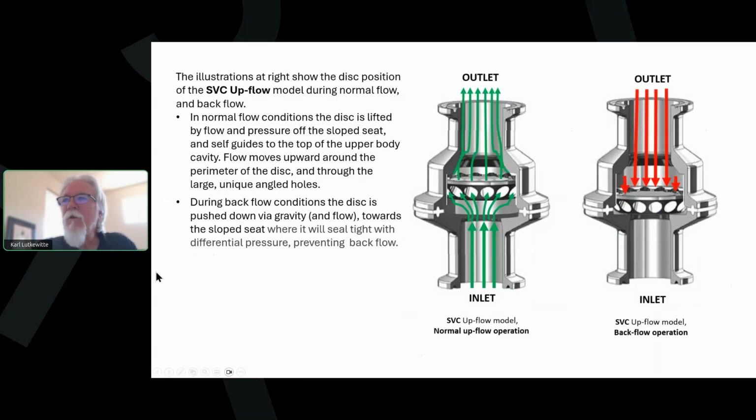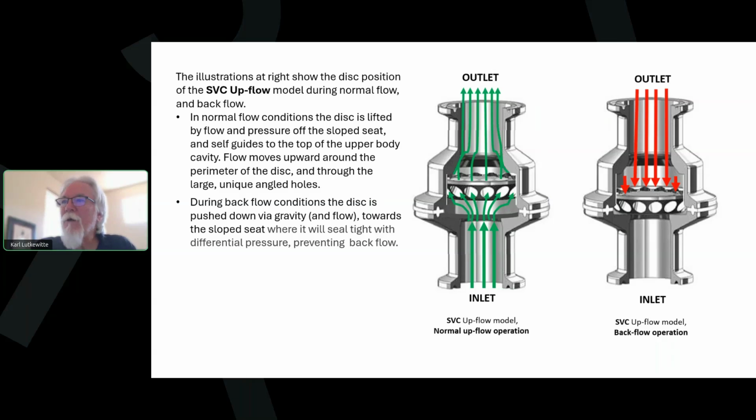So this is a little more on how this valve works. Flow comes under the inlet again, and when the pressure exceeds the weight of the disc plus any back pressure, the disc will immediately slide up off the seat and you go to full flow. It slides up in the integral guide here. It's designed to flow around the disc, but also through these interesting angled holes that surround the perimeter of the disc. So a couple things about that.